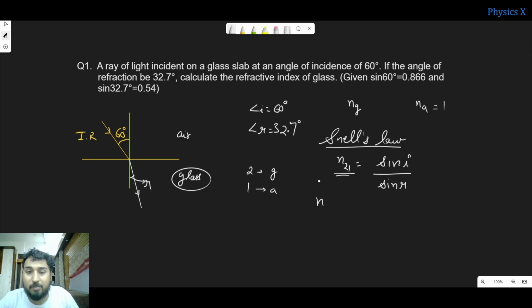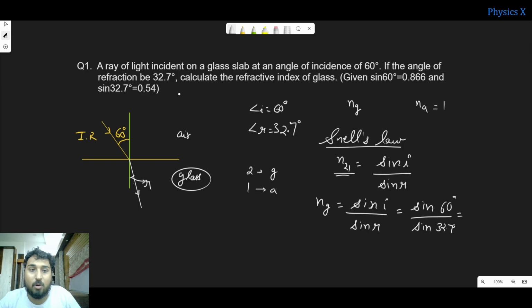So in place of 2, we will write glass, and air is represented by 1. So the refractive index of glass is sine i upon sine r. We know that i is 60 degrees, and the angle of refraction r is 32.7 degrees. So you just need to put in the values.